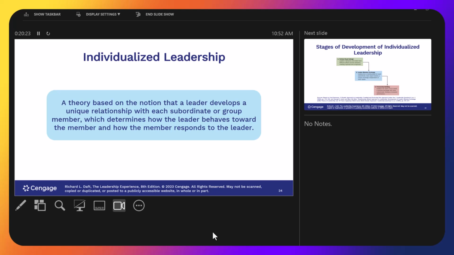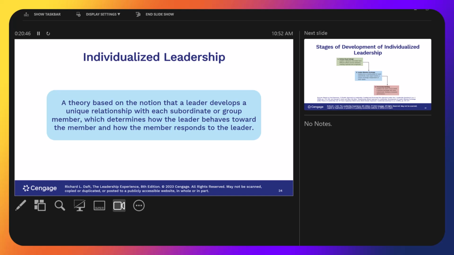So individualized leadership, a theory based on the notion that a leader develops a unique relationship with each subordinate. So again, a theory based on the notion that a leader develops a unique relationship with each subordinate or group member, which determines how the leader behaves towards the member and how the member responds to the leader.